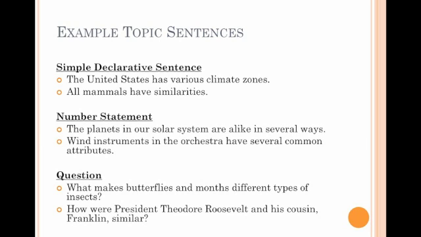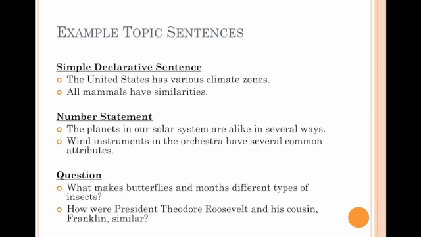Numbered statements. "The planets in our solar system are alike in several ways." Again, by using the word alike, I can see that it's a comparison essay. "Wind instruments in the orchestra have several common attributes." Again, comparison. Question: "What makes butterflies and moths different types of insects?" So by the fact that I see that you're doing butterflies and moths and then you use the word different, I know that it's a contrasting essay. So you're showing what is different about those two things.